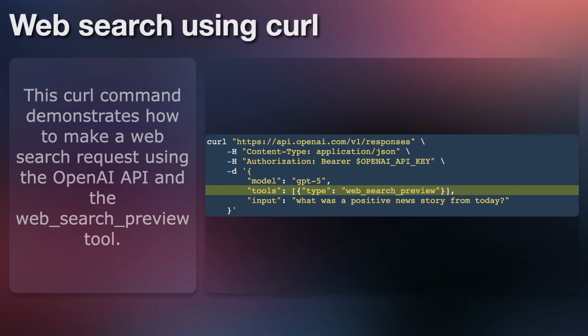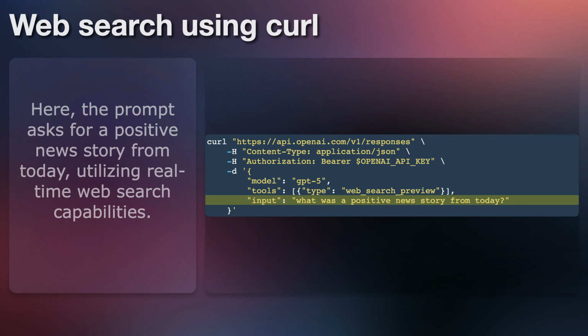This curl command demonstrates how to make a web search request using the OpenAI API and the web search preview tool. Here the prompt asks for a positive news story from today, utilizing real-time web search capabilities.